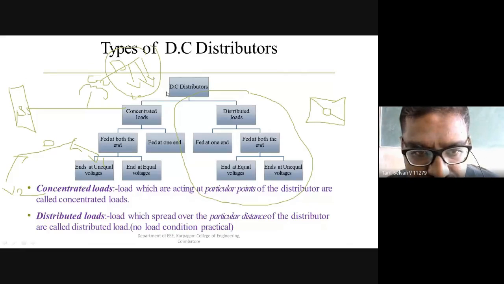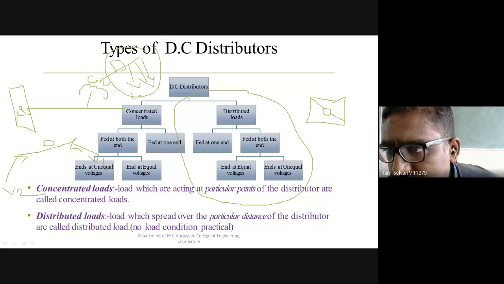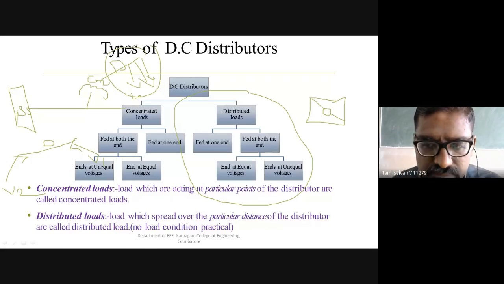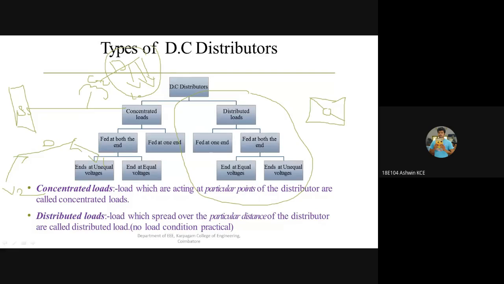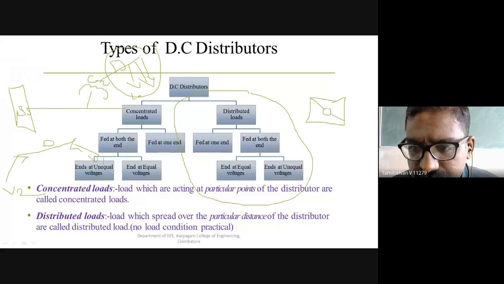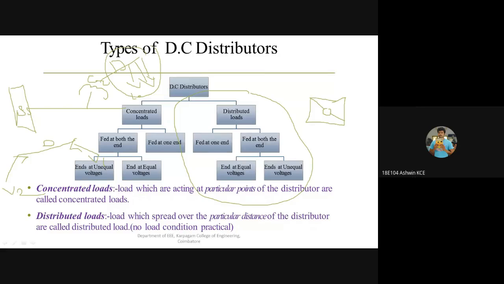Jivita? Ashwin? Yes, sir. Voice break ಆಯ್ತಾ? Starting now, sir. Okay.